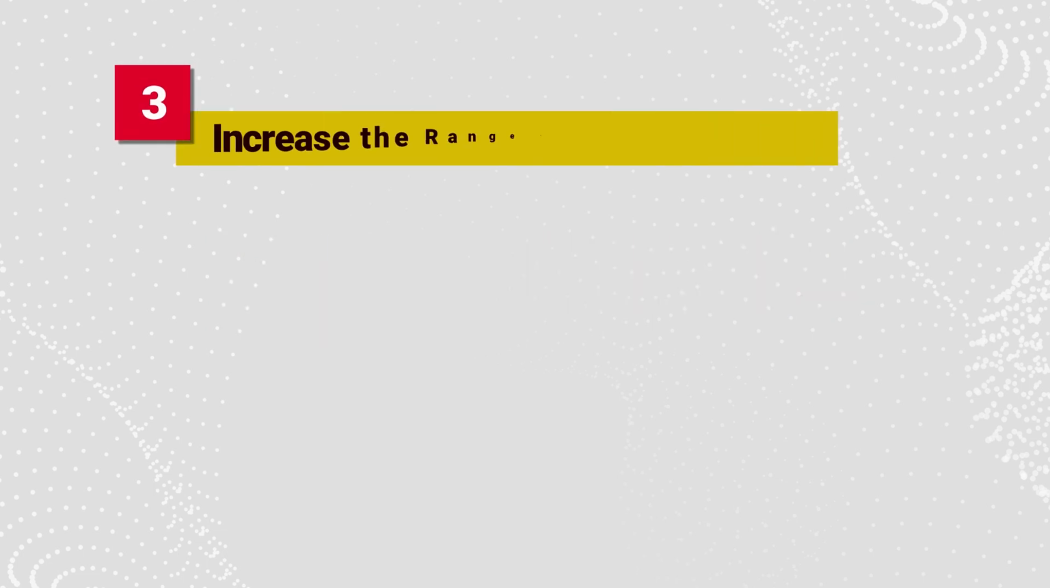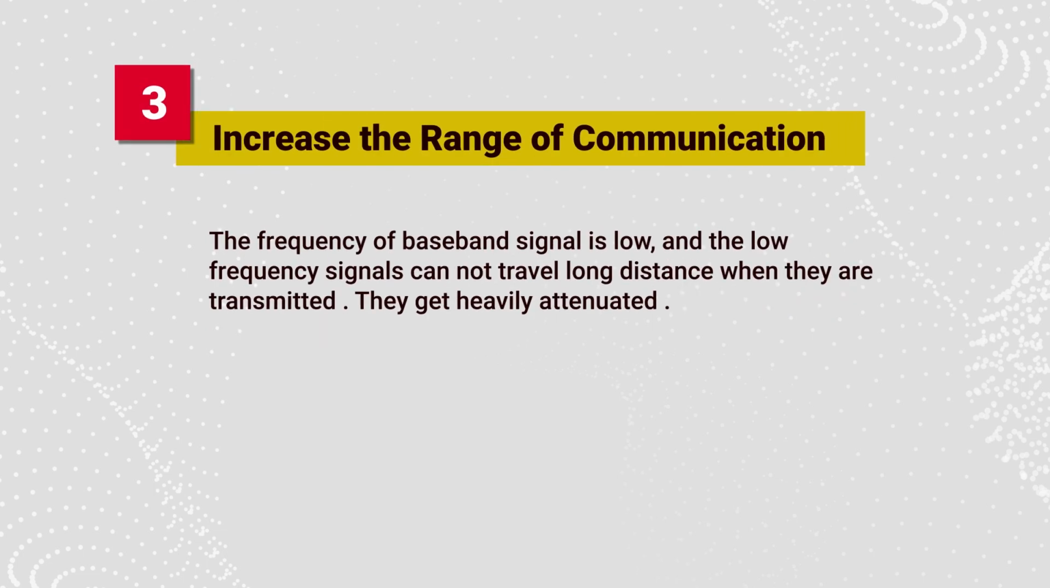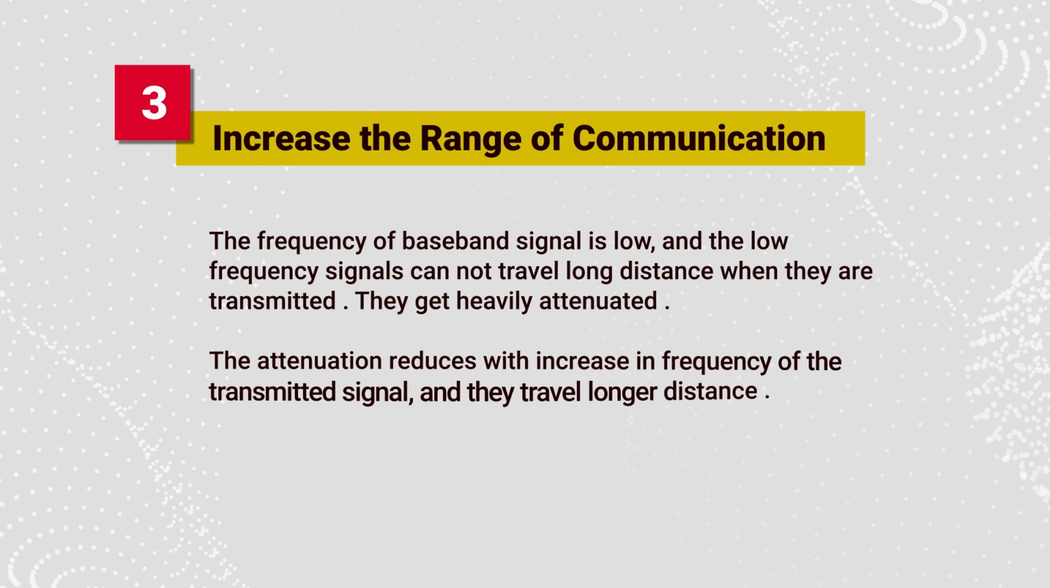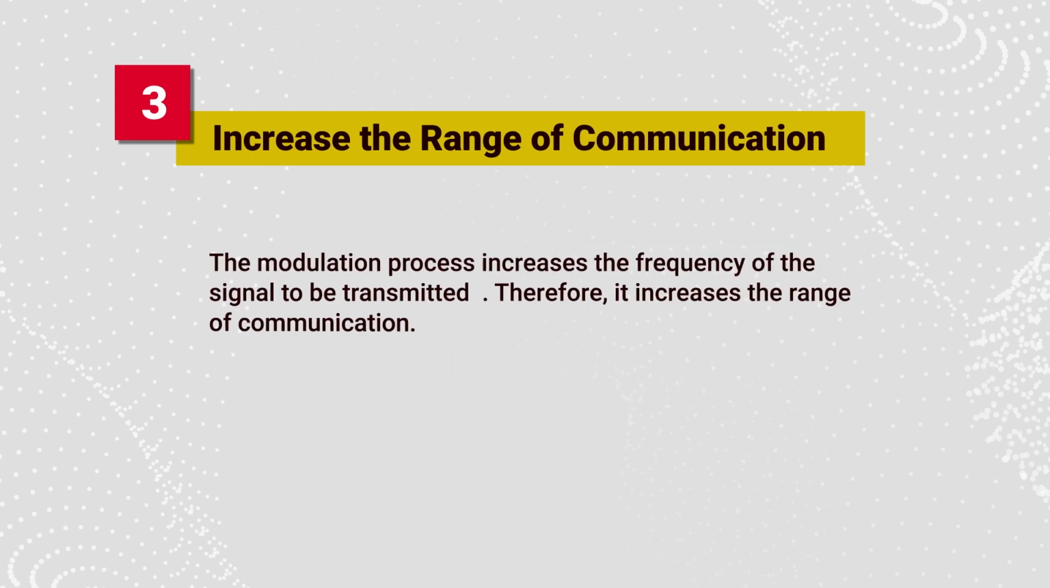Now, the third one is increase the range of communication. The frequency of a baseband signal is low, and low frequency signals cannot travel long distances when they are transmitted, and they get heavily attenuated. The attenuation reduces with increase in frequency of the transmitted signal, and they travel longer distance. The modulation process increases the frequency of the signal to be transmitted, and therefore it increases the range of communication.